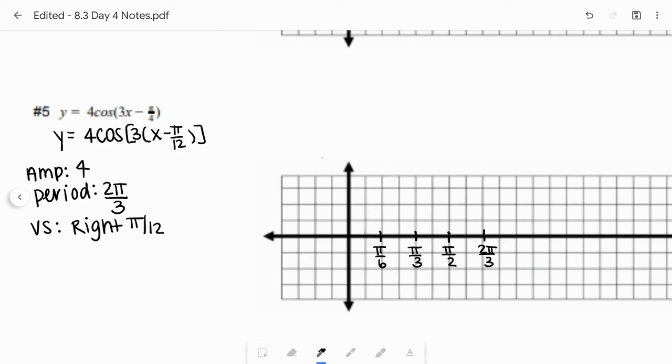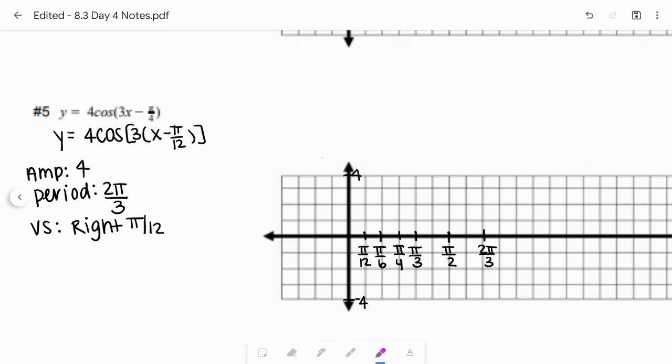Then if I keep going, I know that each one of these tick marks is actually going to be pi over 12. So if I know that, then I know how far I'm going to end up having to do my phase shift. Okay, so if I wanted to add a few more, pi over 4 would be right here. My amplitude is 4, so I'm going from positive 4 to negative 4.